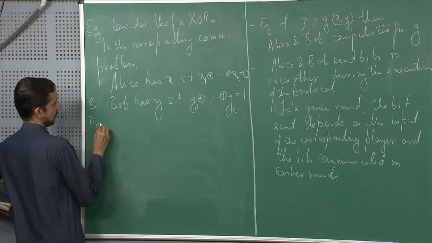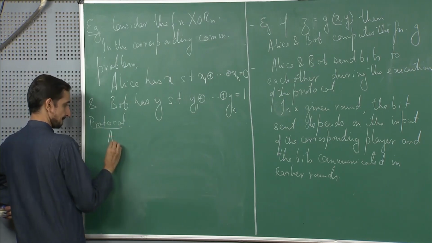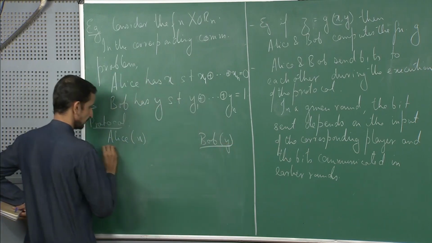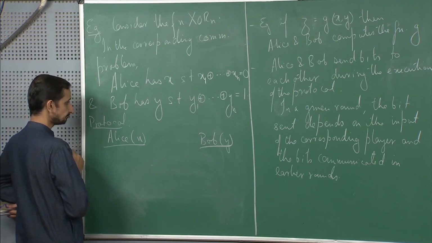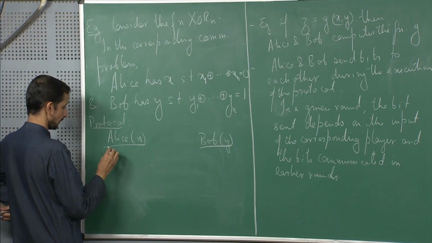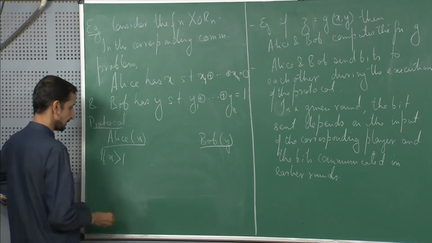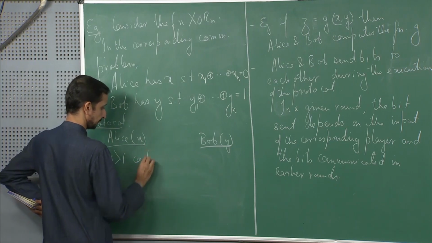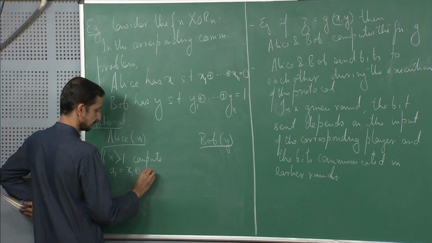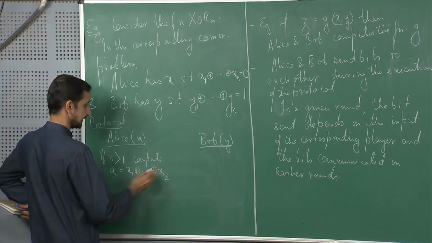So here is the protocol. Let us say that we have Alice who has x and Bob has y. Let us say Alice begins. So, if n is strictly greater than 1, compute A1, which is equal to the parity of the first n by 2 bits, and send A1 to Bob. Okay.